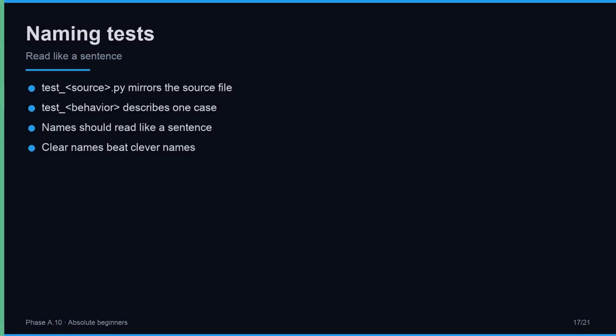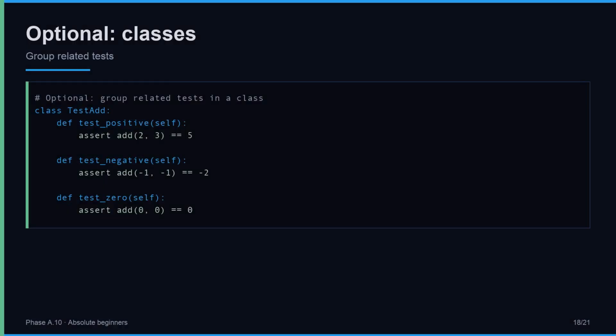Naming matters more than beginners think. Test files should mirror source files: source math_ops.py, test_math_ops.py. Test functions should describe the behavior they check, test_add positive numbers, not test1. When a test fails, the first thing you read is the name, so make the name a sentence that describes the broken behavior. Future you will thank present you. Read like a sentence.